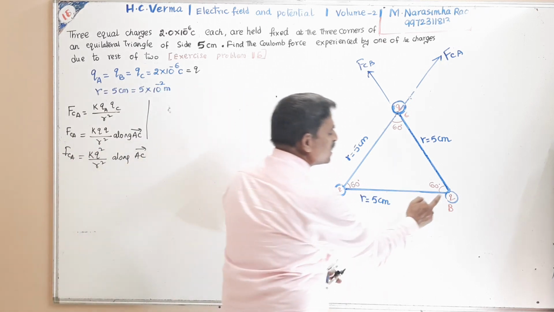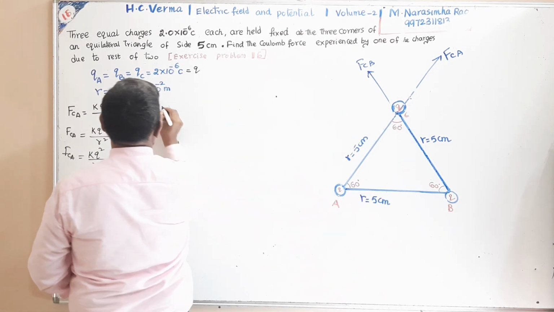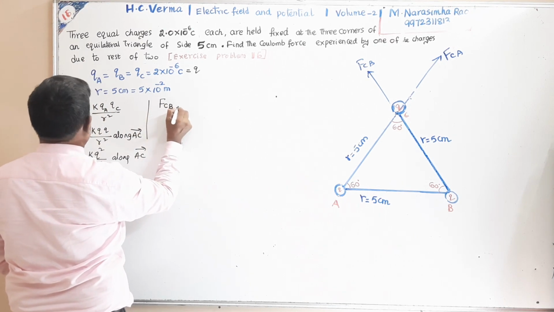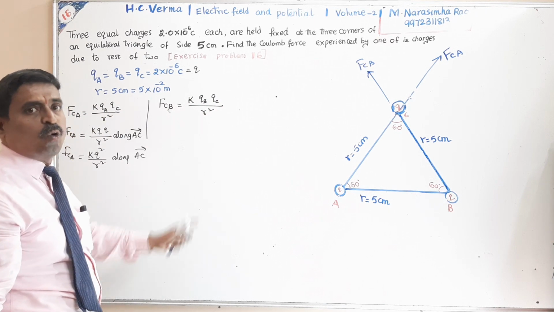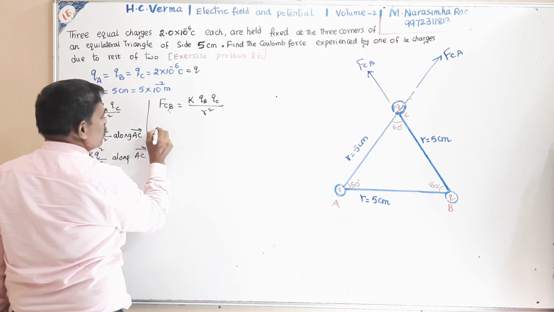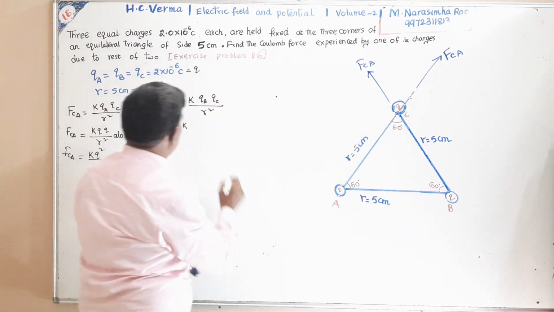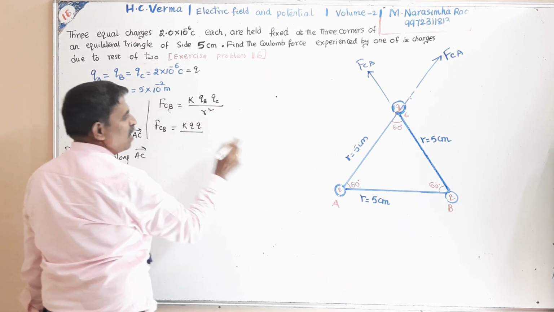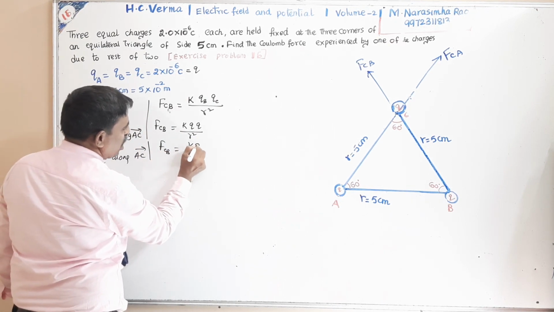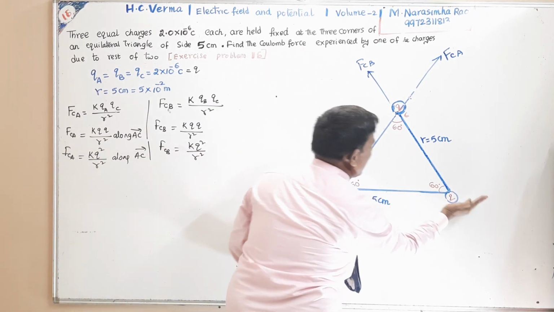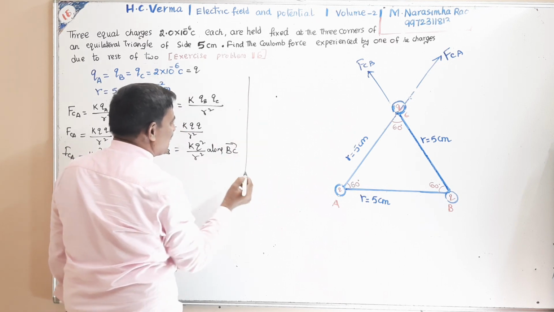Now, this charge is applying repulsive force on this charge. Force acting on C due to the charge at B is equal to K Q_B Q_C by R square. Coulomb's law in electrostatics I am applying. Force on C due to B is equal to K into Q_B, which is Q, and Q_C, which is Q, by R square, where R is the distance between these two. F_CB is equal to K Q square by R square. This is applying repulsion along BC direction.